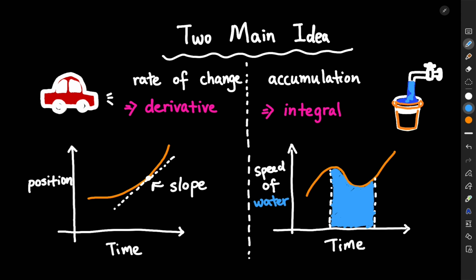The second idea, integral, adds things up, like how much total distance you've traveled after driving the car for an hour. Or in this case, if we know the speed of the water, how much water goes into a tank over a specific time period. It helps us calculate the area under a curve in general.